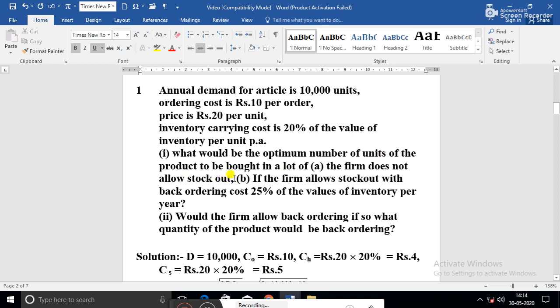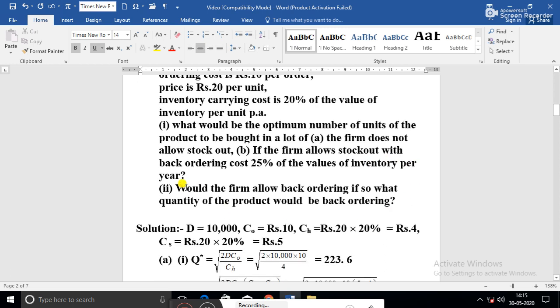That means we are not allowing back order. And if the firm allows the back order, then what will be the cost, if the back ordering cost is 25% of the value of the inventory? And now the decision you have to take is whether you will use the back order or not, that is the question. And also you are asked how much quantity you would like to keep as back order, meaning shortage, how much shortage.